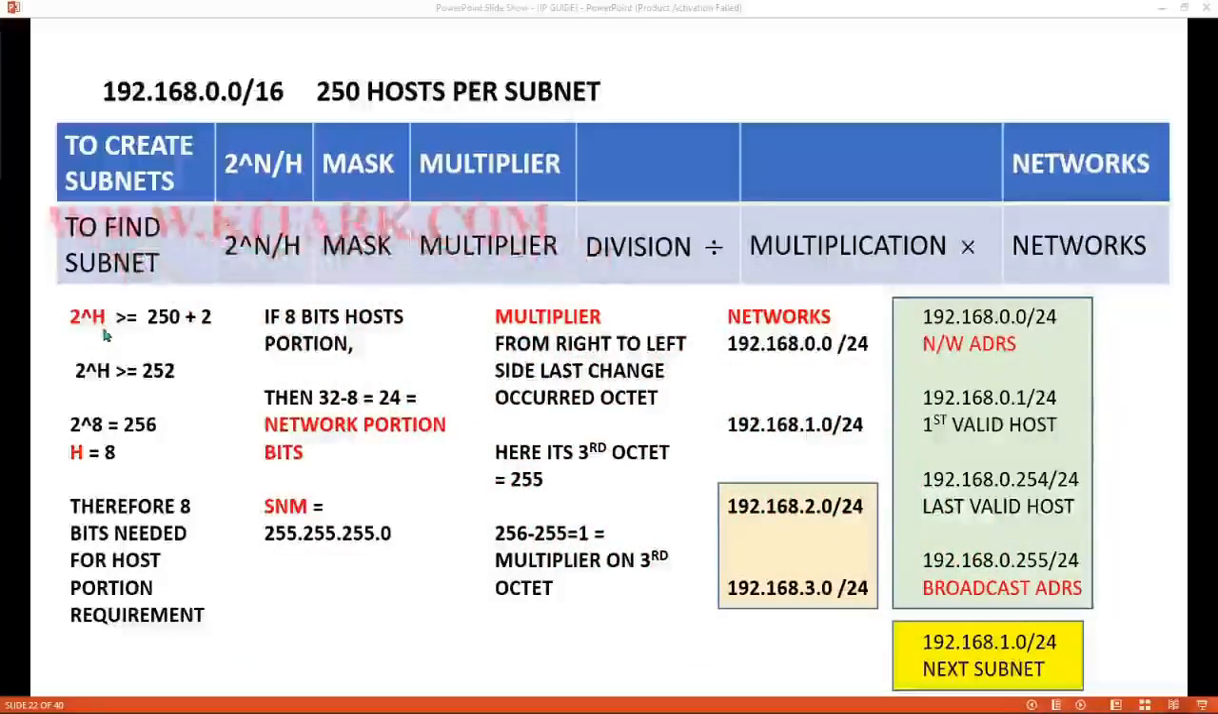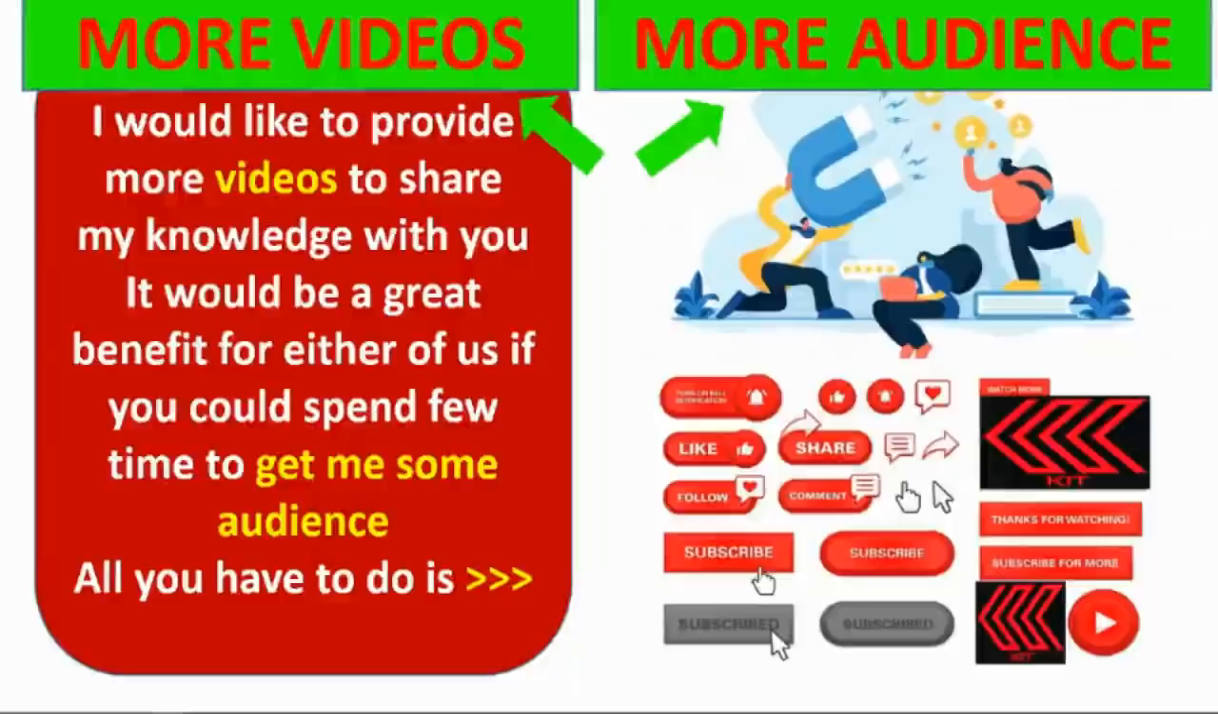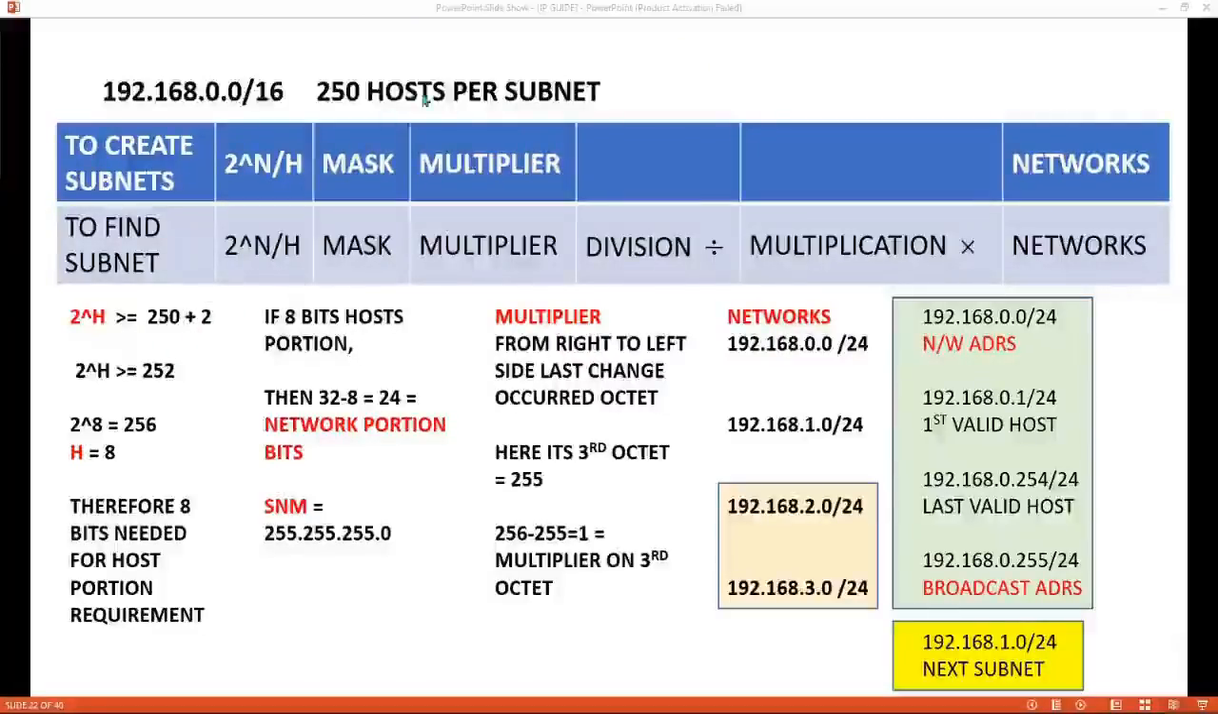2 to the power h greater than or equal to 250. So 250 hosts plus the network address and the broadcast address, so you need to add 2 to that. Remember, for this host requirement, you are adding 2. When we do the subnet requirement, you don't need to add 2. In the next question, we will deal with the subnet requirement. There you use the number they give as it is. You don't need to add an additional 2 there. So these are the differences between both types of questions.